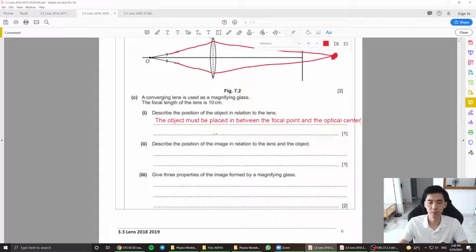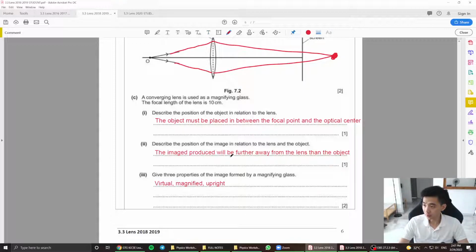And after that, describe the position of the image in relationship to the lens and the object. The image produced will be further away from the lens than the object, which makes sense, right? Because if it's a magnifying glass, it's going to produce an image further away. Give 3 properties of the image formed by the magnifying glass: for sure, virtual, magnified, and also upright here. And this is how you're going to get your full 4 marks here, guys.